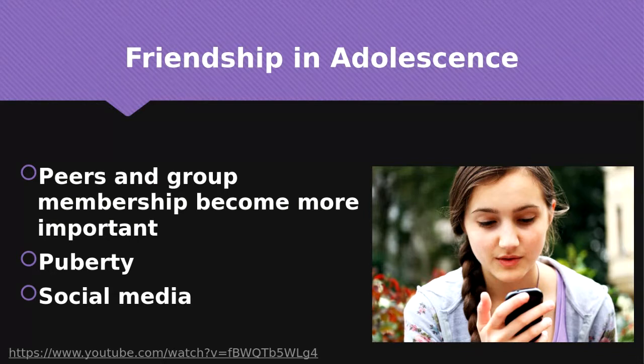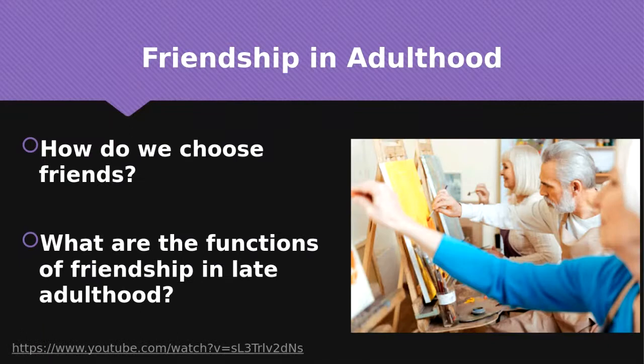Okay, and now friendships in adulthood. So how do we choose friends? Most people form friendships with others who live nearby, who are close to them. It's easier to get the rewards of friendship if people live nearby.